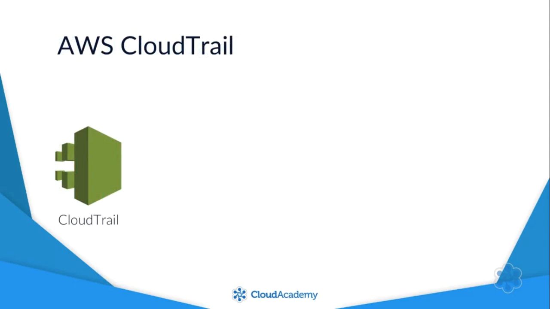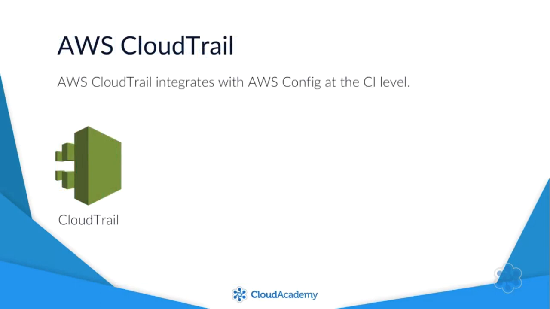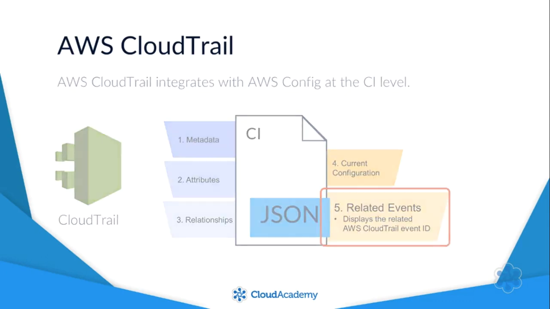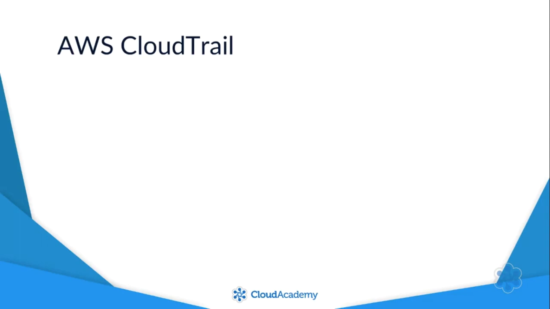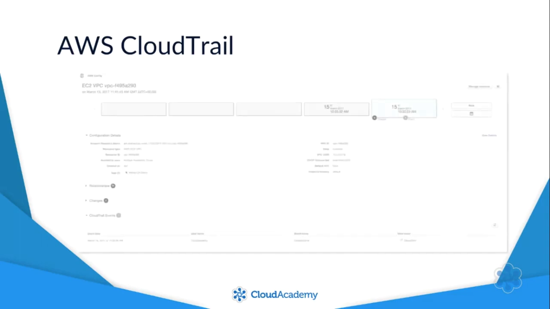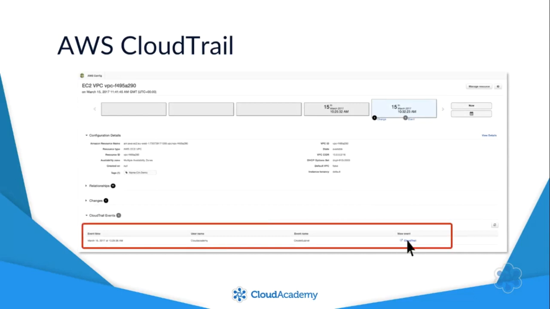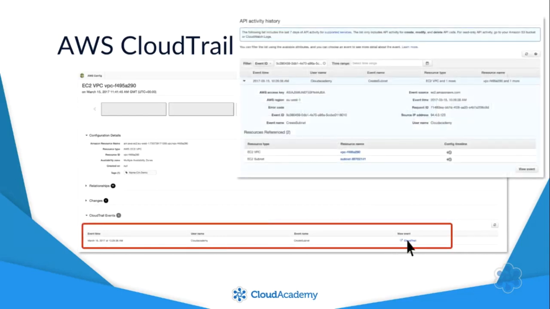AWS CloudTrail interacts with AWS Config at the configuration item level. If you remember back to the section in the previous lecture, the CI is comprised of 5 different sections. The final section, Related Events, displays the AWS CloudTrail event ID that is related to the change that triggered the creation of the CI for that resource. This feature is very useful when identifying who or what made the change to the affected resource. This CloudTrail data can be accessed via the AWS Config dashboard within the AWS Management Console, which will then link you directly to the event within CloudTrail.